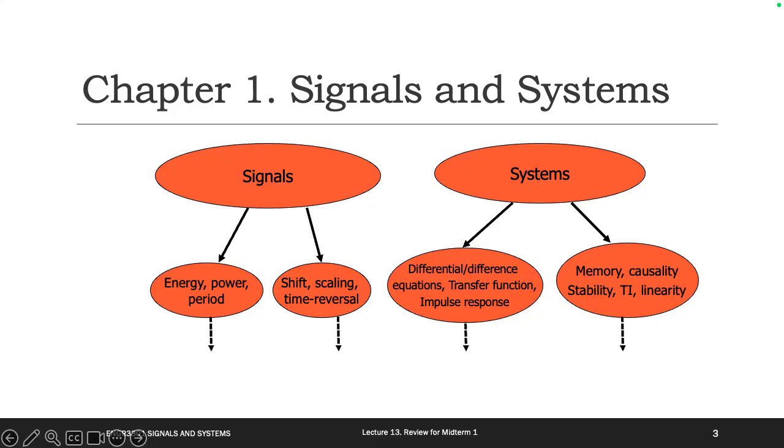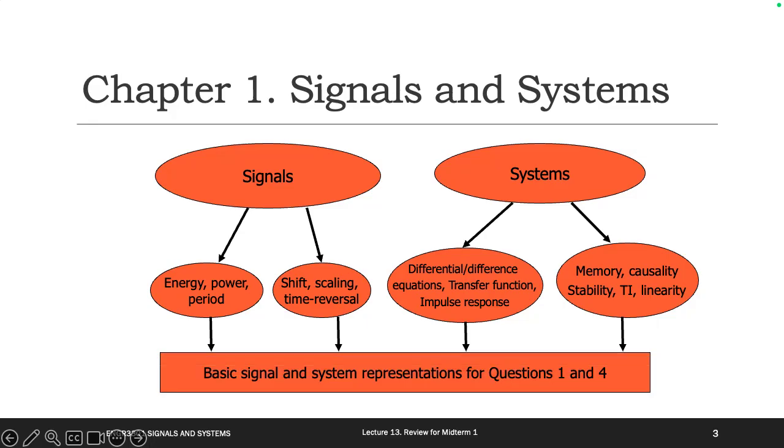And the basic signal and system representations for questions 1 and 4. Actually, we will have 5 questions and 1 bonus, and the total will be 122. Do you remember we have a final exam waiver? Which means for every exam, if you get greater than 90, you can be waived. So if you work hard, you will know.